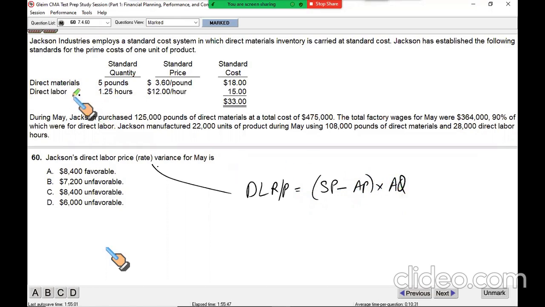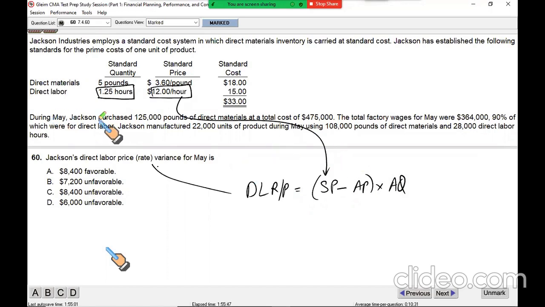Look at the side of labor. We use 1.25 labor hours on each unit of product. Our labor is paid at the rate of $12 per hour. This is the standard price of labor. Done. One element is found.